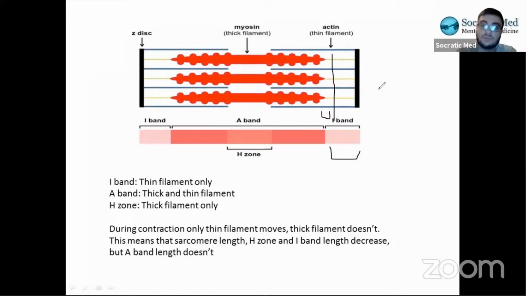So it moves closer together, and as a muscle contracts, the overlap between thin filaments and thick filaments gets bigger. A way to easily memorize which bands decrease in length is that the ones that have only one type of filament decrease, because the overlap gets bigger. Whereas something like the A band, which has overlap, it has both, doesn't change in size. Okay.